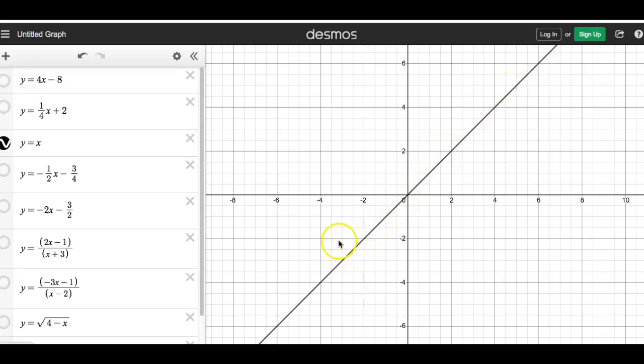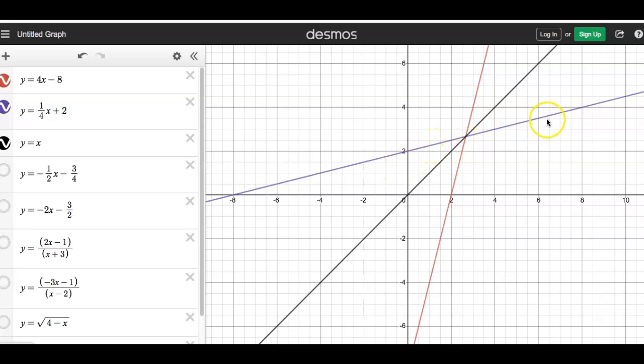In the first example I did, I found the inverse of 4x minus 8. So there's the graph of 4x minus 8, and the answer turned out to be 1/4 x plus 2. And you can see they are reflections over the line y equals x. It's almost a little bit harder to see with straight lines, but they'll meet here.